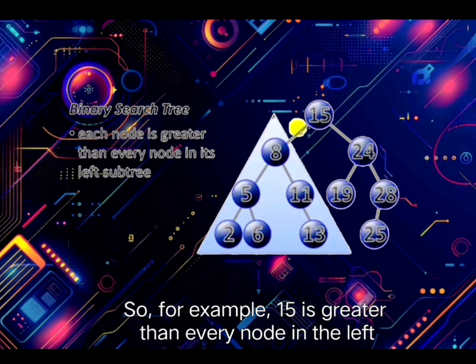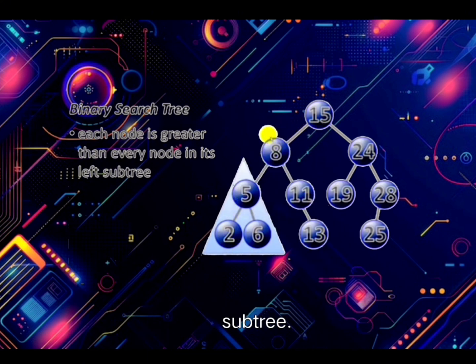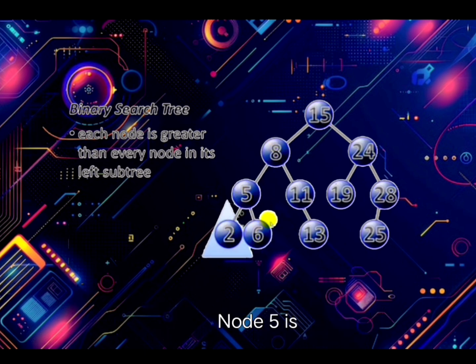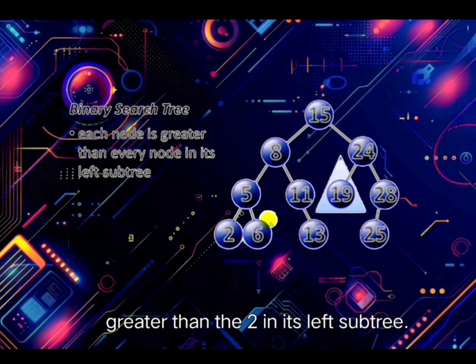In a binary search tree, each node is greater than every node in its left subtree. So, for example, 15 is greater than every node in its left subtree. Node 8 is greater than every node in its left subtree. Node 5 is greater than the 2 in its left subtree. Node 24 is greater than 19 in its left subtree, and so on.